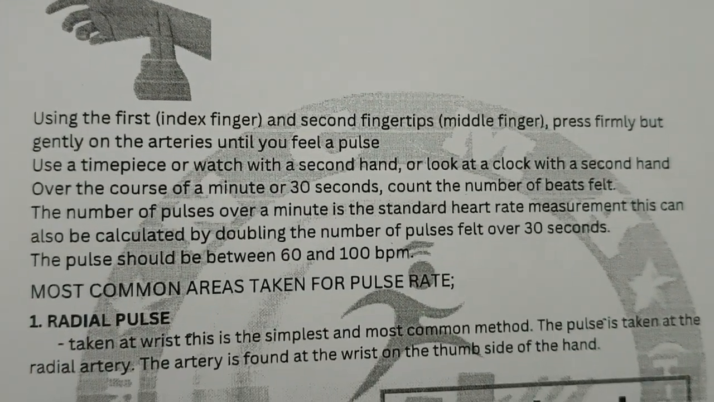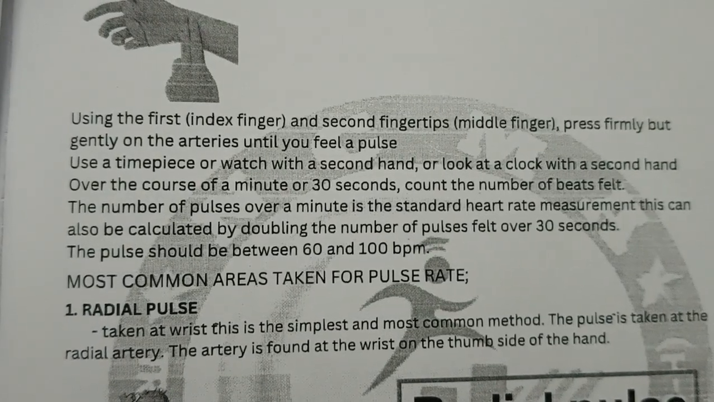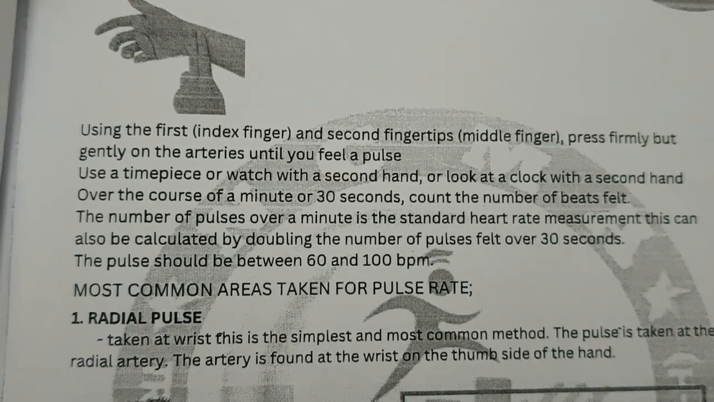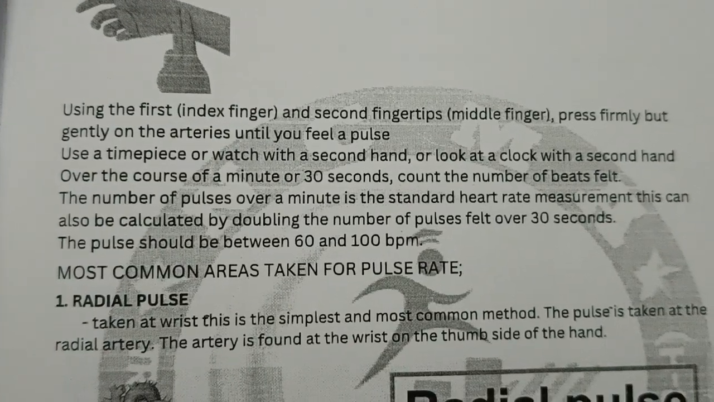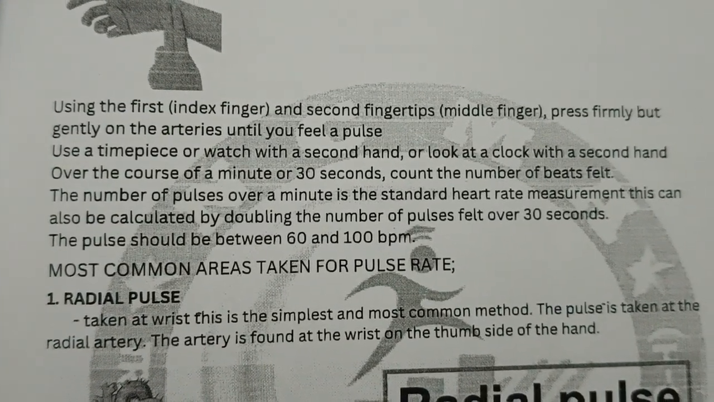Finding the pulse. Using the first index finger, press firmly but gently on the artery. Using a timepiece, count for 30 seconds. Count the number of beats felt.